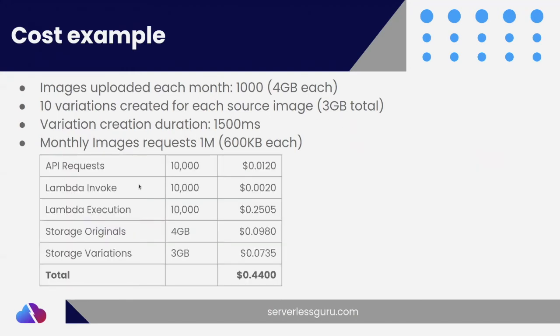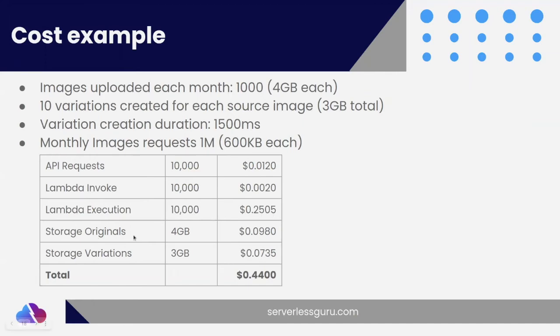So if you look at API requests, there will be 10,000 API requests because we have 10 variations times 1,000 images. That's 1 to 2 cents. Then we invoke Lambda 10,000 times. That's 0.2 cents. Then the Lambda execution, 1.5 seconds at a 1 meg provisioned Lambda function, 25 cents. And that's why I was saying that reducing the amount of Lambda execution really helps on the bill, because that's actually the expensive part. It's 25 cents, that's not much, but if you sum it up, if you can reduce 50% of that, it makes a happy CFO.